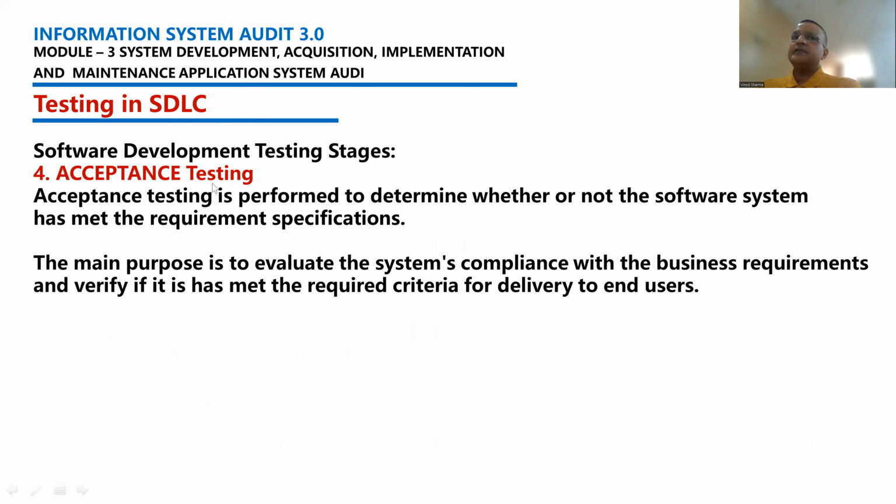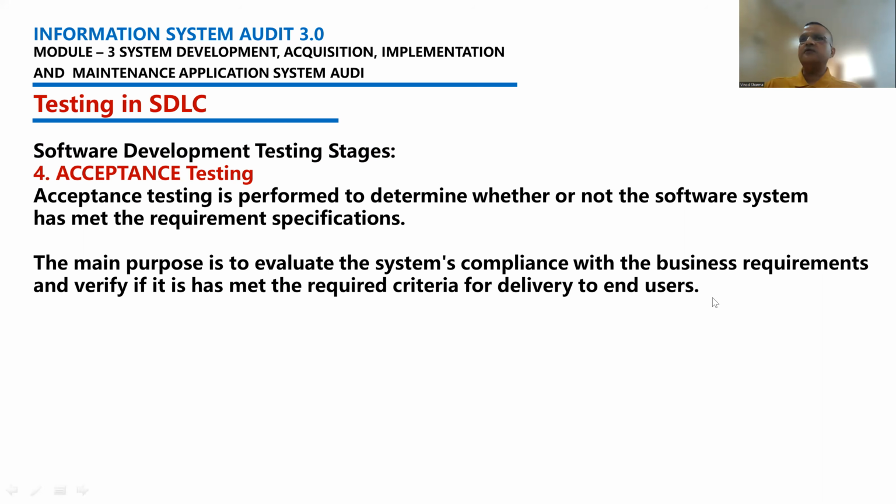Next is acceptance testing. Finally, this application system has been developed and passed through all the tests. Acceptance testing is performed last to determine whether or not the software system has met the requirement specification. When programmers start developing an application, they have to get in touch with the user and find out what the user wants the program to accomplish. Based on that, the program is developed. Once it is done, the main purpose of acceptance testing is to evaluate the system's compliance with the business requirements and to verify that it has met the required criteria for delivery to the end users.